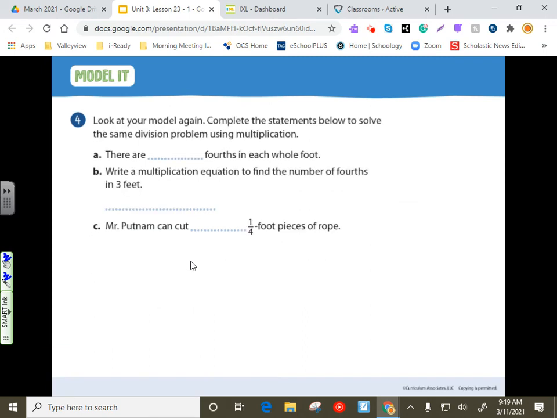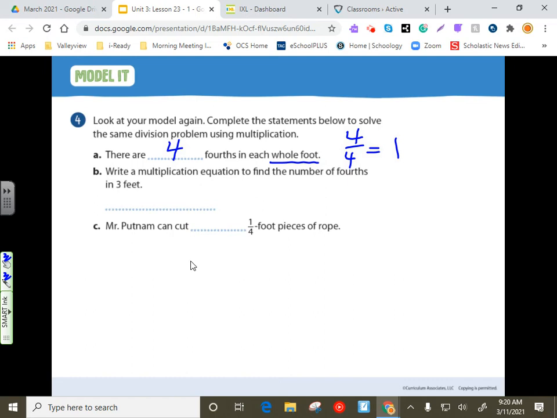All right, so looking at the model again of the rope, complete the statements below to solve the same division problem using multiplication. So we did that already, but let's do it again. So we're talking about 1 foot. So we know there are 4/4 in 1 whole foot. And over here, we'll just put 4/4 equals 1. And just pay attention to that. Let me add that to my book here because that's a good thing to talk about.